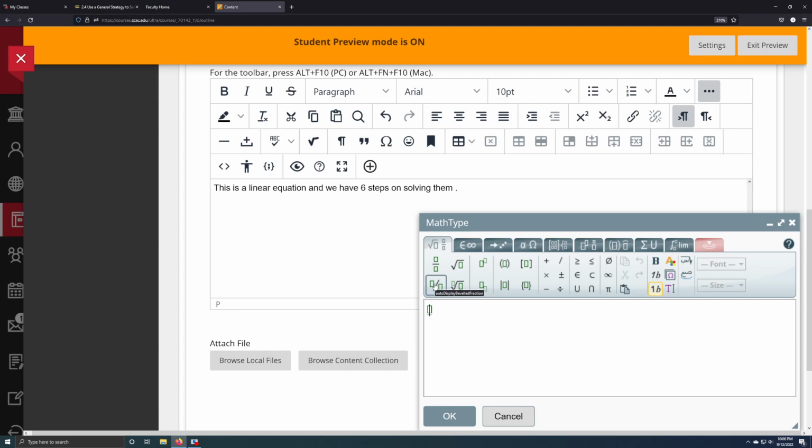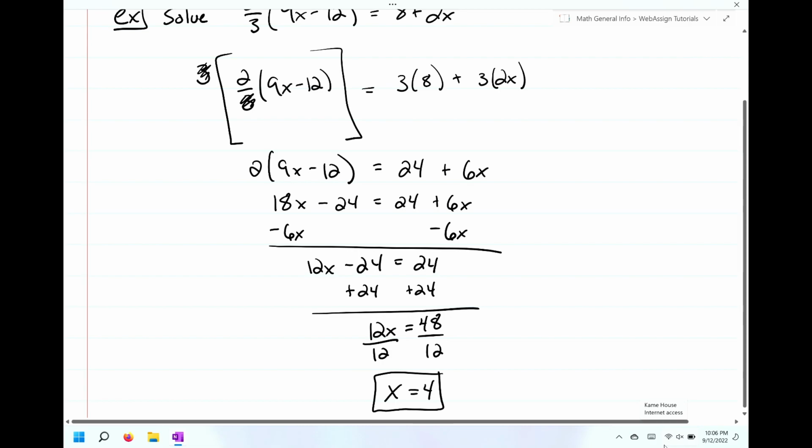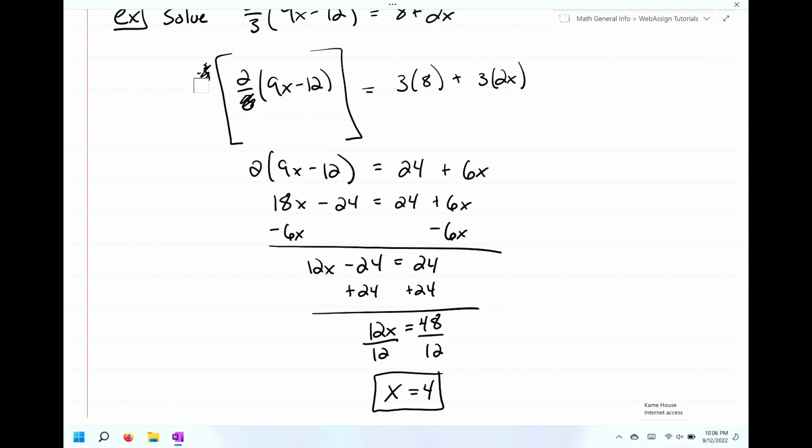So if I just go back to our problem real fast again, and I'm going to erase this real fast so we can see it. Notice there was a 3 out front and a 3 in our denominator. So everything that I did here, I'm going to type this in exactly how it looks. All right. So let's go ahead and do that.